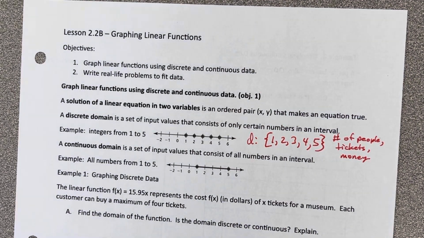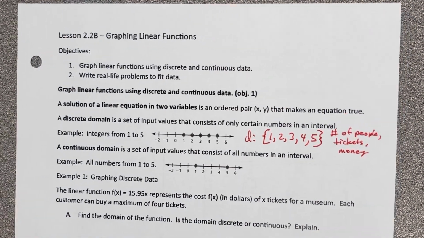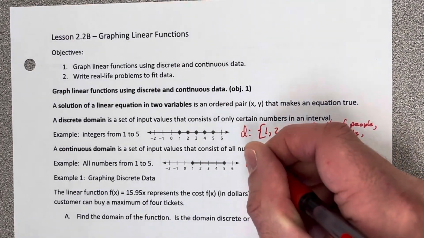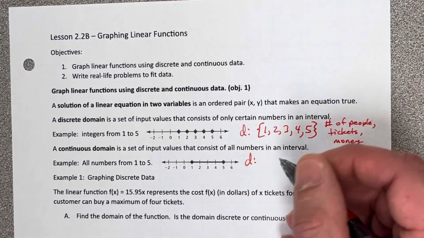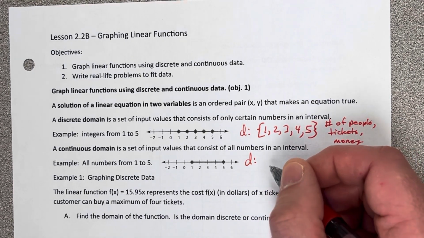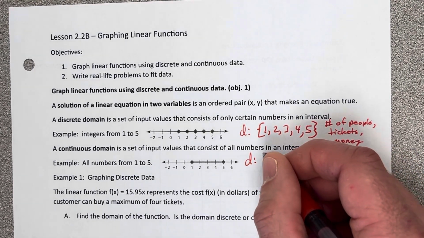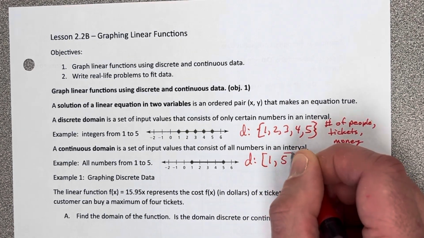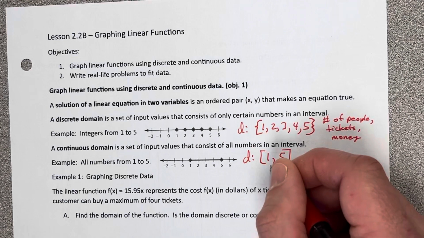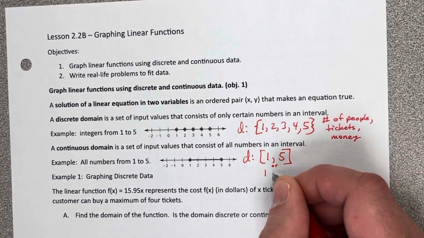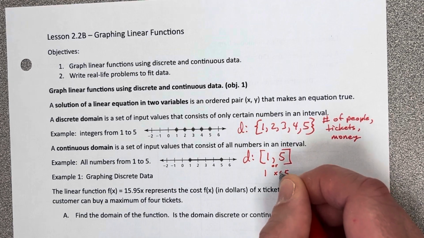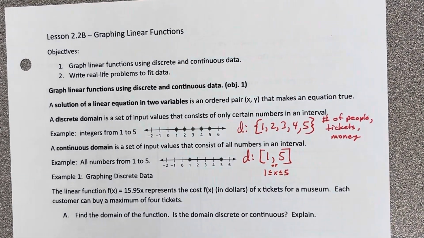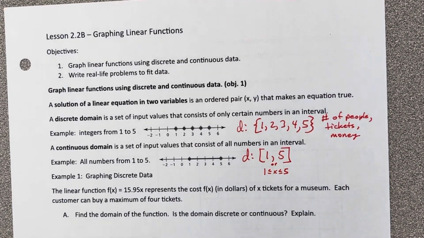Now, continuous data is different. It consists of all numbers in an interval, okay? So if you're talking about all numbers from 1 to 5, that's going to be a continuous domain. And we've kind of talked about that. To write a continuous domain, you could use interval notation from 1 to 5, like that. And that says everything in between. Or you could do an inequality, 1 to 5, like so. But yeah, you count everything in between.